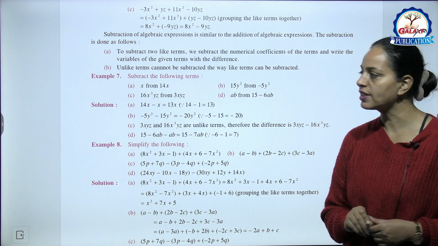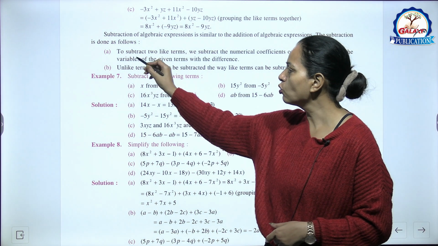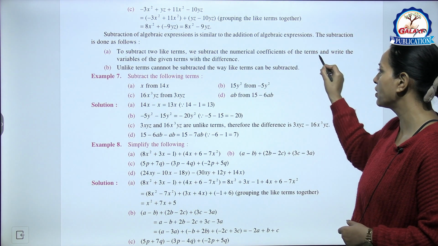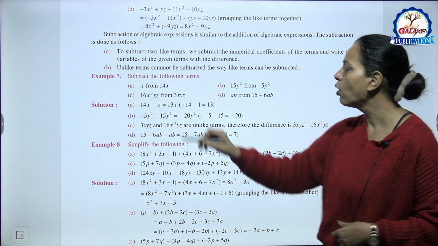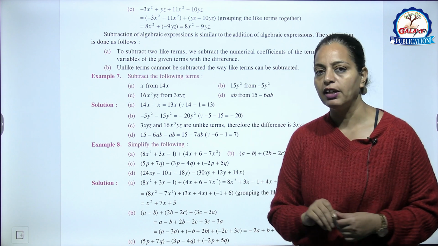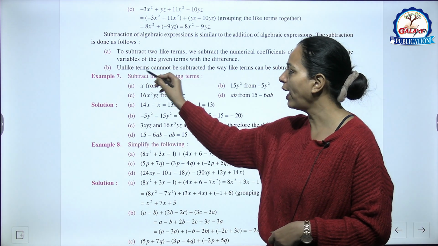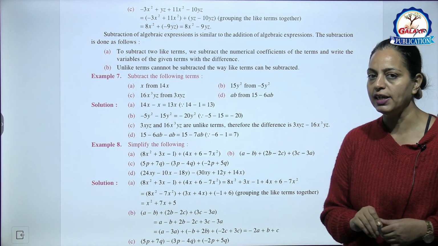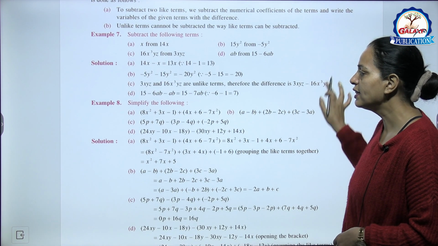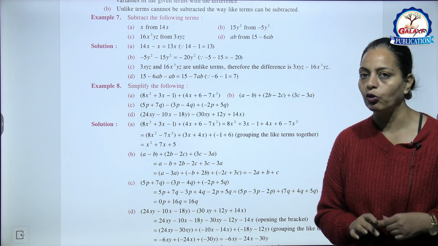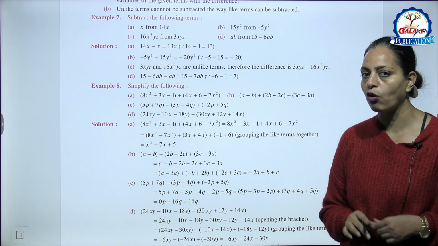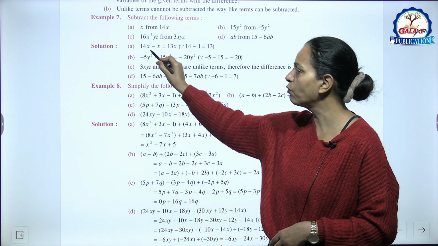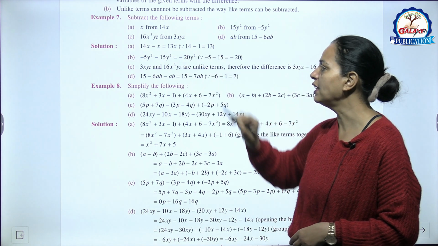The subtraction is done as follows. Like A part, to subtract two like terms we subtract the numerical coefficients of the terms and write the variables of the given terms with the difference. And B part, unlike terms cannot be subtracted the way like terms can be subtracted. Okay, see example 7. Subtract the following terms. A part, x from 14x. So 14x minus x, like terms, 14 minus 1, 13x.